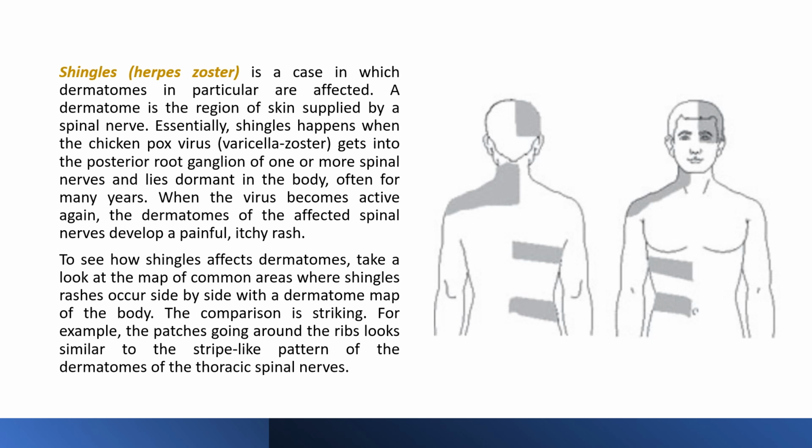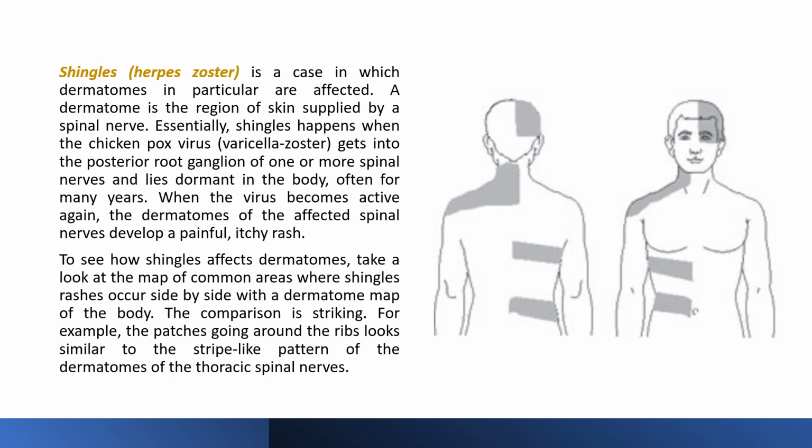Shingles or herpes zoster is a case in which dermatomes in particular are affected. A dermatome is the region of skin supplied by a spinal nerve. Essentially, shingles happens when the chickenpox virus, varicella zoster, gets into the posterior root ganglion of one or more spinal nerves and lies dormant in the body, often for many years. When the virus becomes active again, the dermatomes of the affected spinal nerves develop a painful, itchy rash.